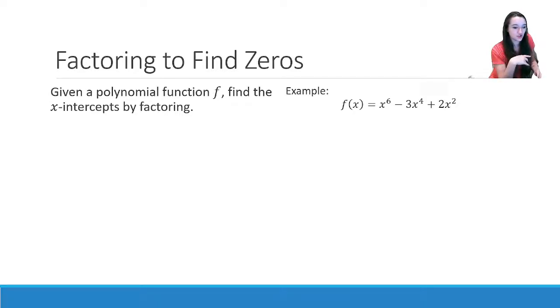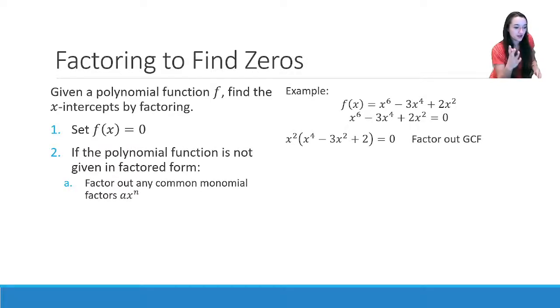So I have my function here, f of x equal to x to the 6th minus 3x to the 4th plus 2x squared, and it's set equal to 0. Then step 1 of factoring is always going to be factor out the greatest common factor. If the polynomial function is not given in factored form, we start with that. So we factor out our GCF. That's always the first step. The greatest common factor is going to be x squared because I can take that out of every term.